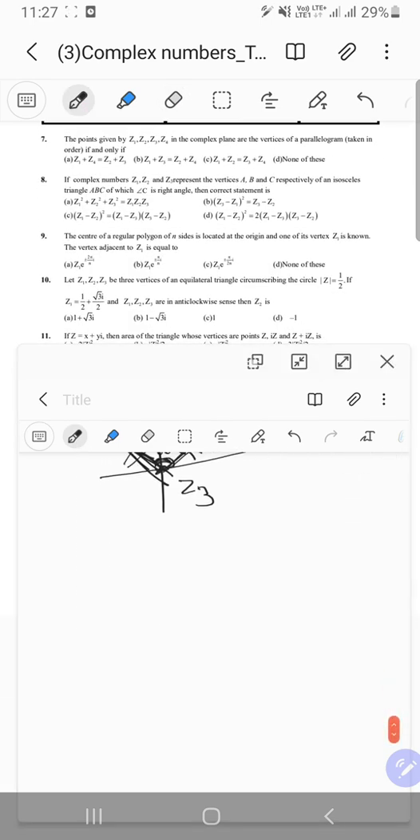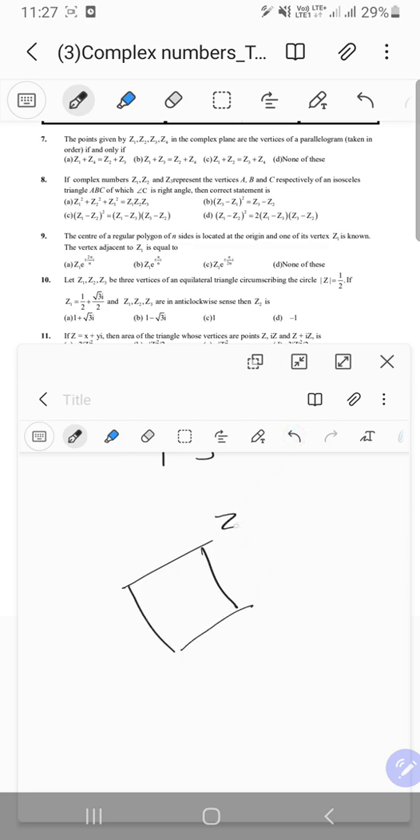Next: the points given by z1, z2, z3 in the complex plane are the vertices of a parallelogram taken in order if and only if... This is weird. Are the vertices of a parallelogram taken in alternation only. All right, it's not bad.